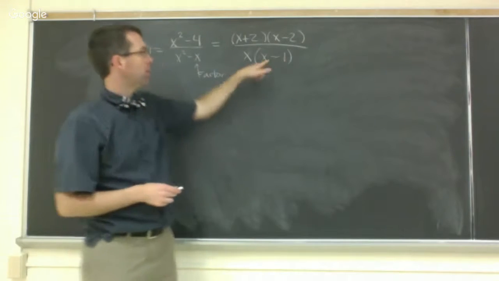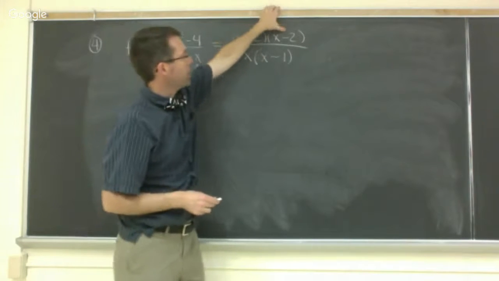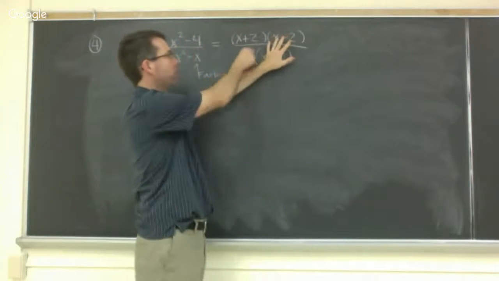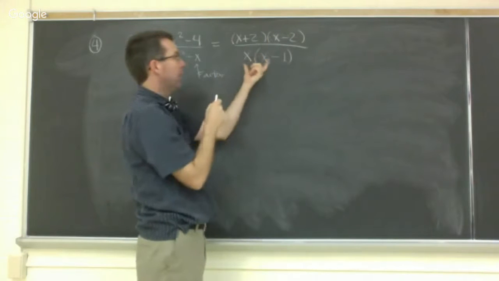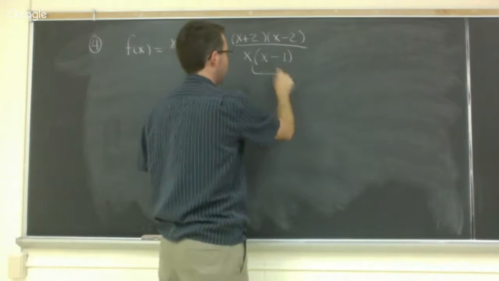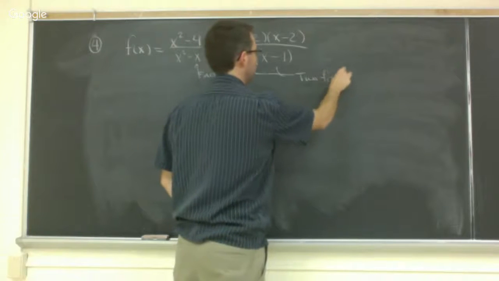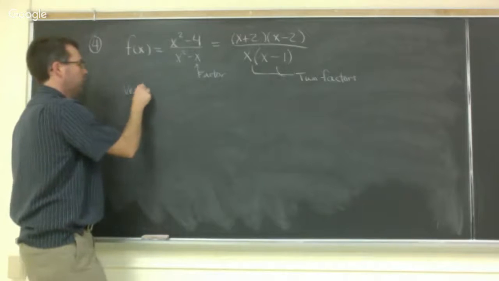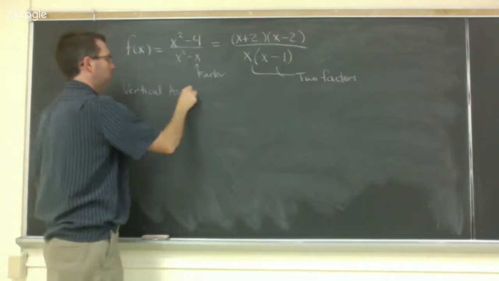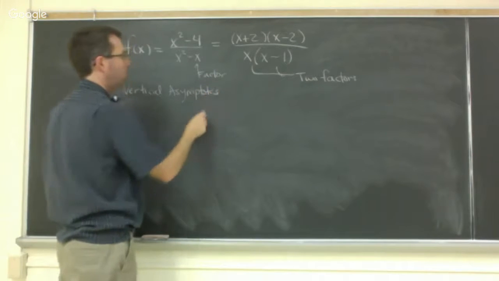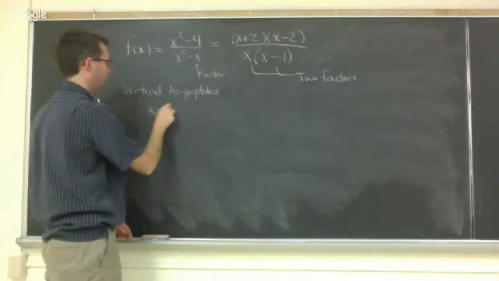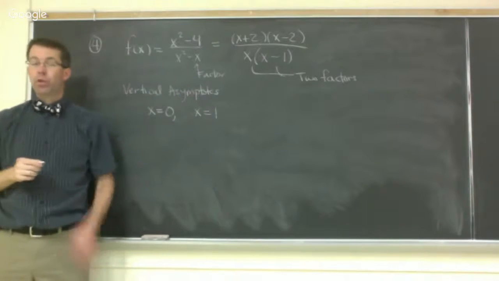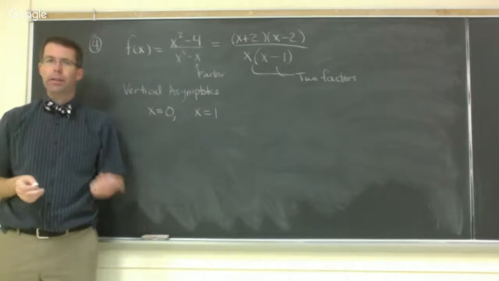Okay, so if this was an x minus 1 in the top, and that was an x minus 1, that would have canceled, and I would have had just one vertical asymptote. But here I have 2 factors that don't cancel. And so I have 2 vertical asymptotes. One's at x equals 0, and the other is at x equals 1. So it's really easy to know where they are. There is still a limit that we have to calculate.